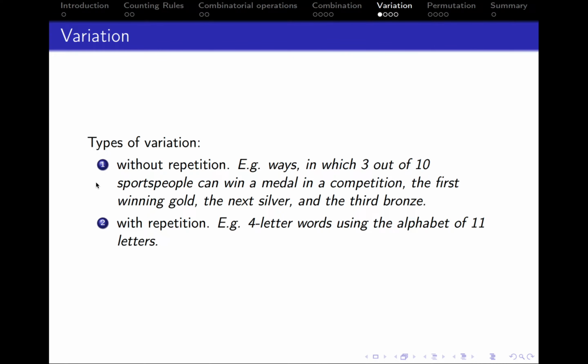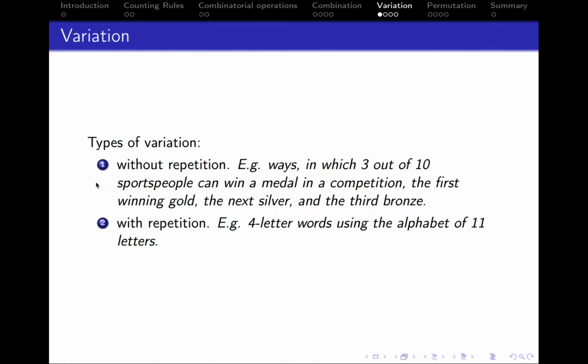Let's have a look at variation. Similar to combination, it has two types, without repetition and with repetition. Without repetition could be an example of ways in which 3 out of 10 sportspeople can win a medal in a competition. The first wins gold, the next silver, and the third bronze.